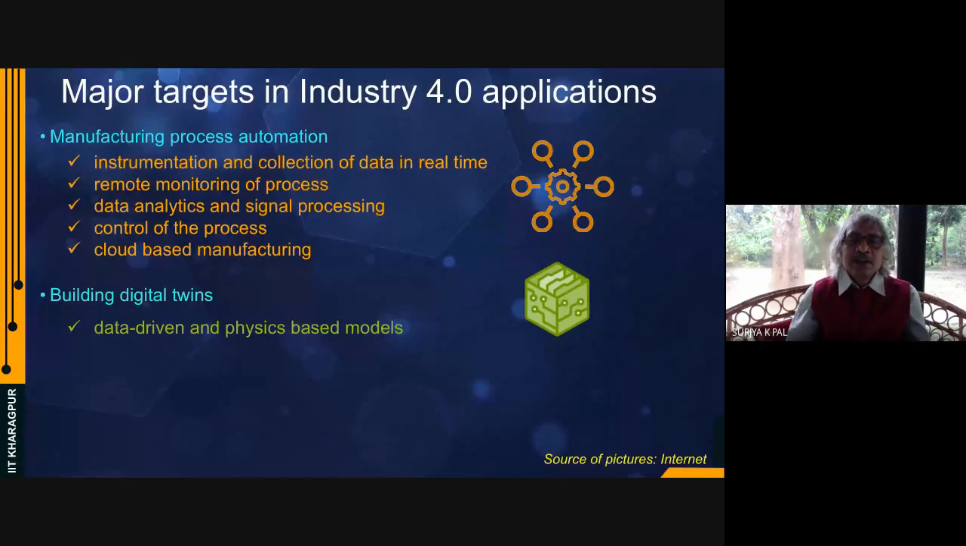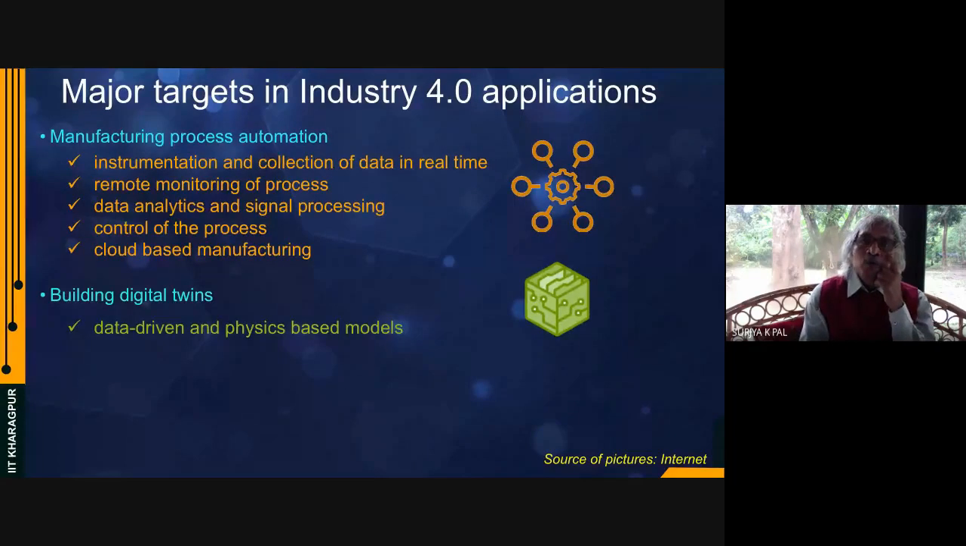Now, digital twins can be of two types. One is data driven, that means by using the sensor data. And it could also be a physics-based model, because it is very difficult to get information from all the points of the machine.